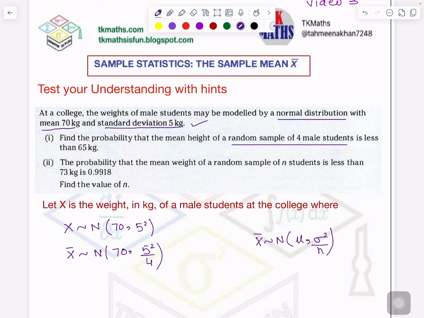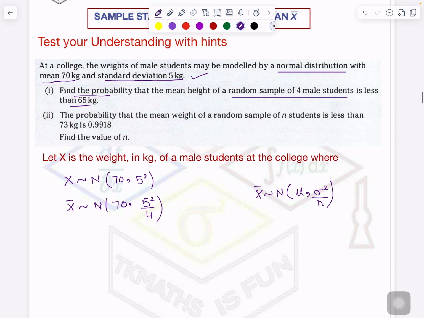Now what you have to do? Yes, now you have to find out the probability. So you will write here probability of sample mean is less than 65. And we know that z is equals to what? Yes, absolutely right. You can write it like this, or you can write it like this, right? So in any way, in any form.